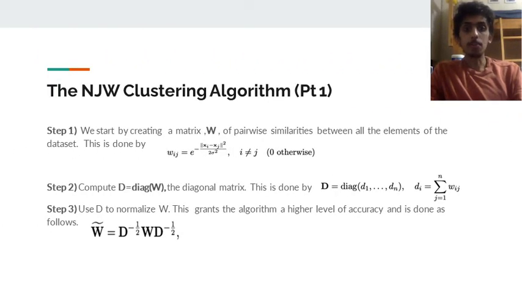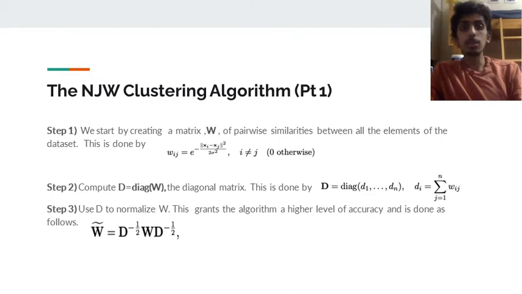In the first step, we start by creating a similarity matrix W between all the different players. This is done by the formula shown on the slide. The similarity between player i and player j is given by this formula, and the similarity between a player and itself is given by 0.